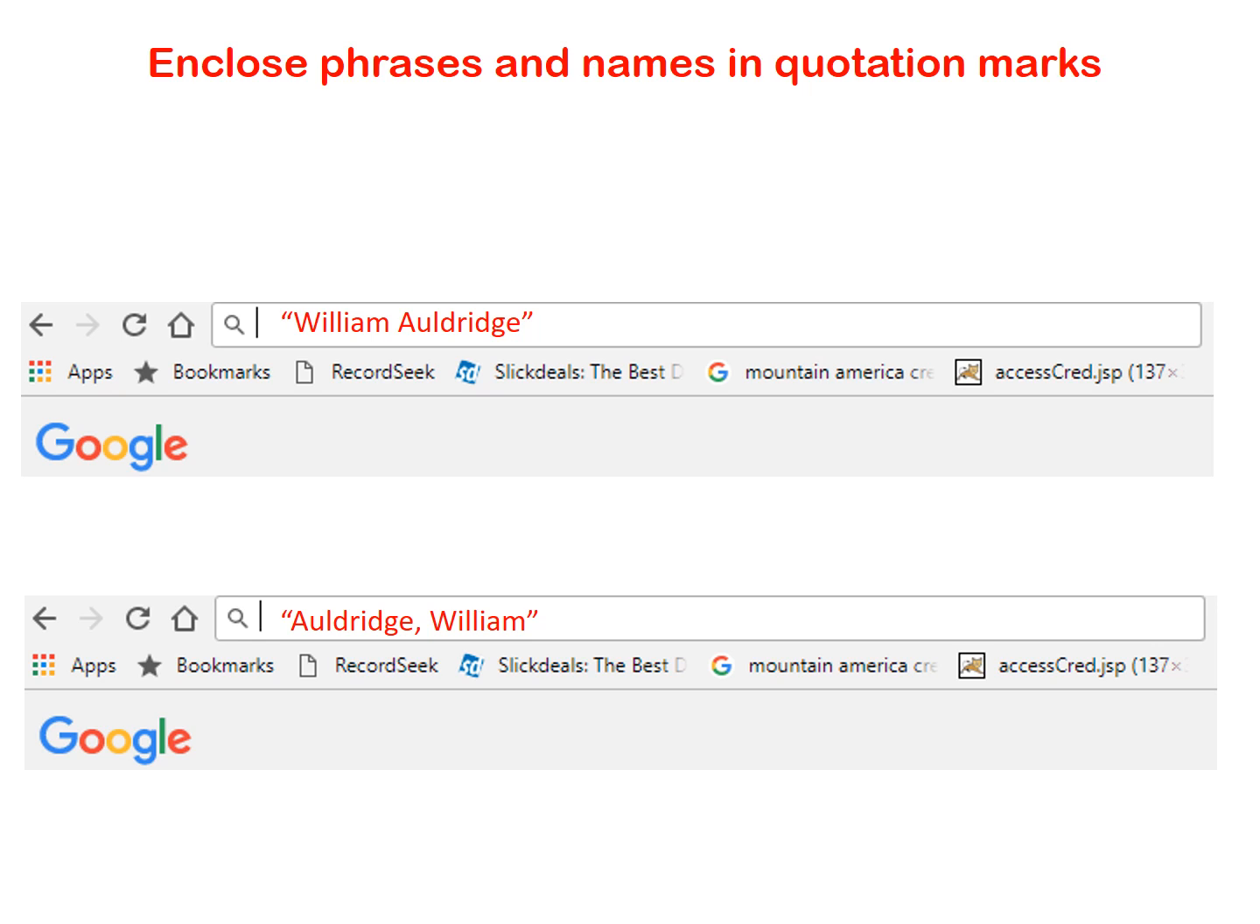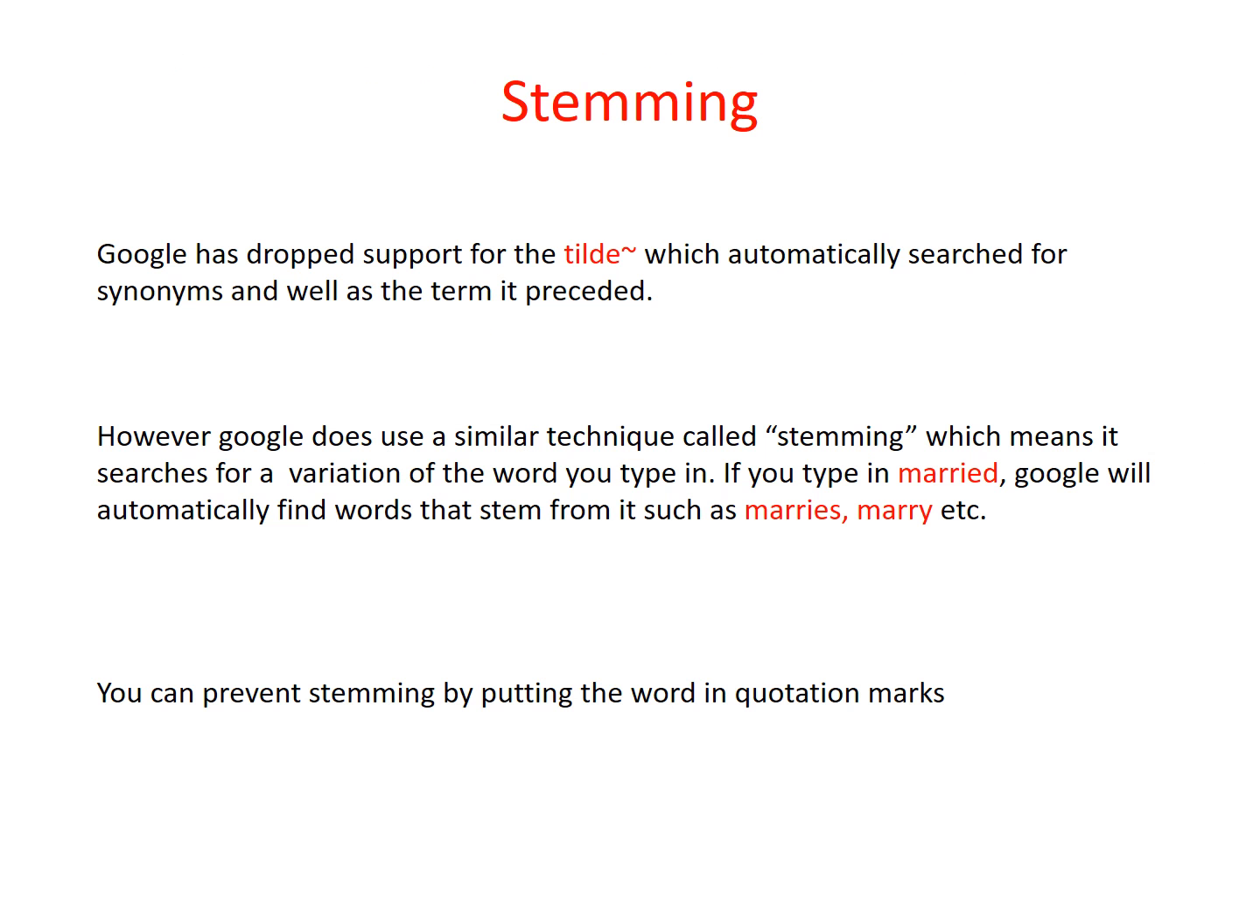Any combination of words you want to show up together, put quotation marks around them. Don't forget to reverse the first and last names to also catch websites that list the last name first. Google has dropped support for the tilde, which automatically searched for synonyms as well as the term it preceded. However, Google does use a similar technique called stemming, which means it searches for a variation of the word you type in. If you type in married, Google will automatically find words that stem from it, such as marries, marry, and so forth. You can prevent stemming by putting a word in quotation marks.